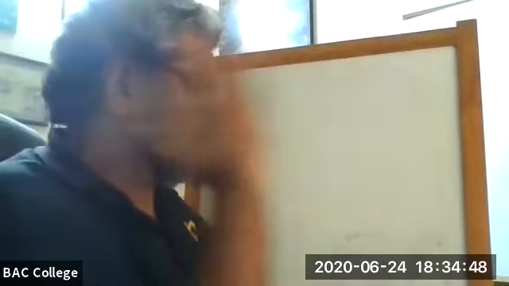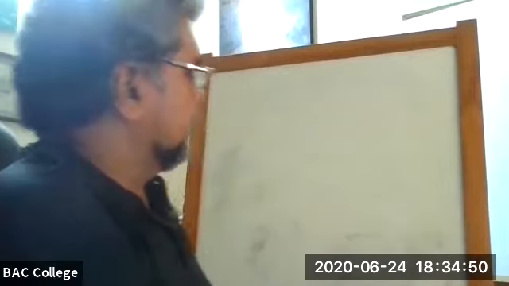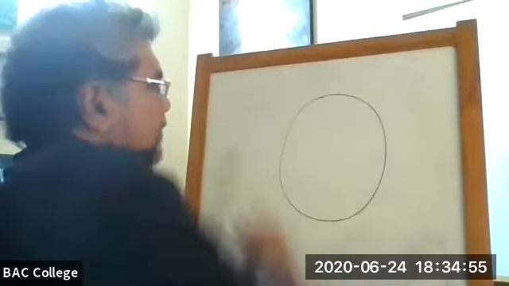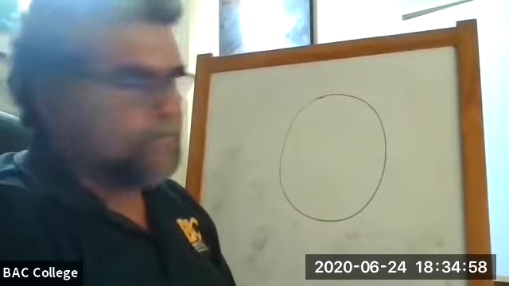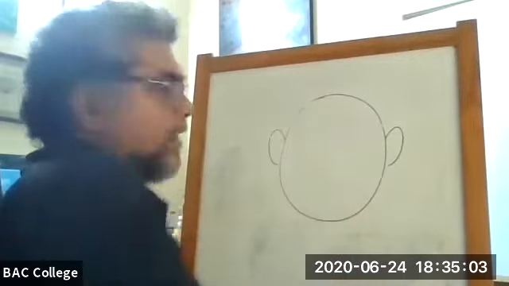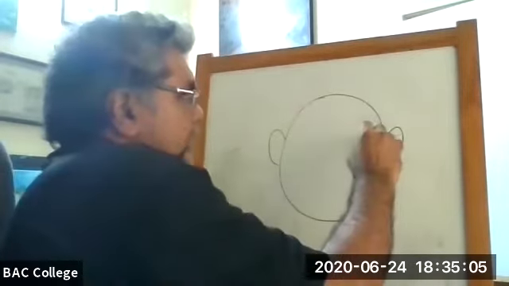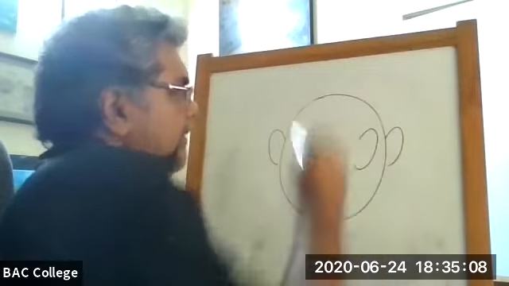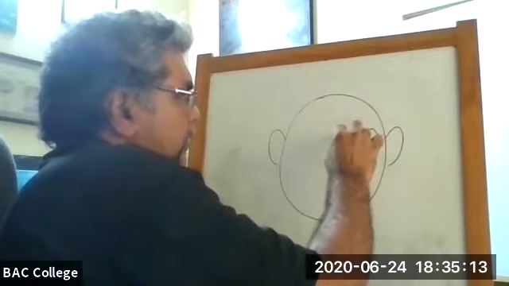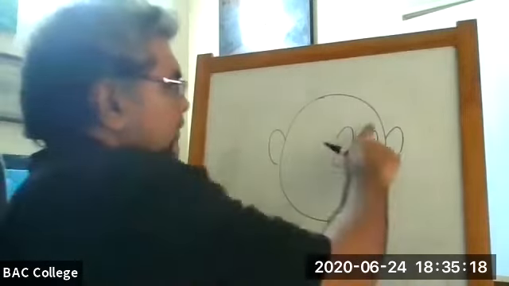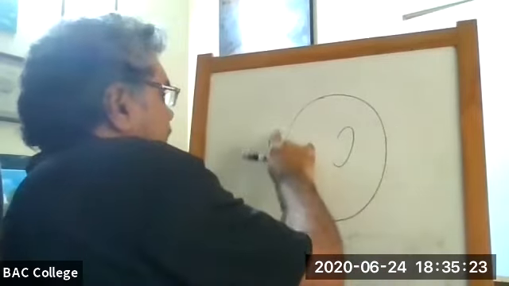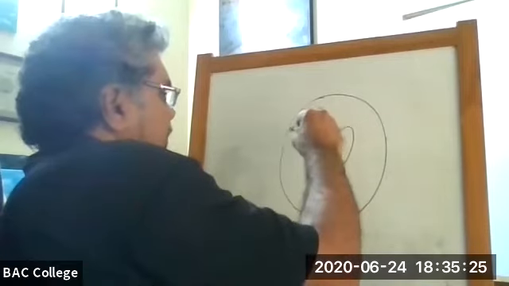Let's try the profile now. Okay, let's try the profile. Let's get the oval. Okay. This now, the ears were here and here, correct? That's the front. And then for the side, we drew the ears here, correct? Now, for the profile, we'll draw the ears here. Okay. All right. So this one comes off. This one comes off, and this one comes off.